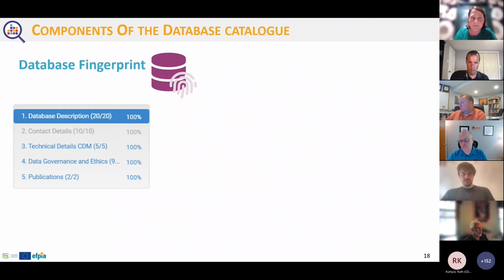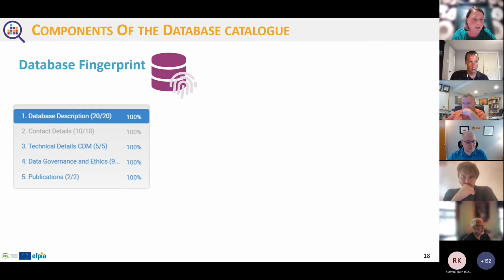So that's the catalog. And there are actually 2 components for all the entries in the catalog. We have a database fingerprint, which is the relevant metadata of the databases, and that's actually filled in by the data partners themselves. So you have actually 5 sub-aspects that you fill information in. First of them is the database description, so that's just really high-level information about the name of the database and the institution that owns the data. Contact details we have in EHDEN, but we're not making them public because the data partners expressed the wish to not be directly contacted, but have EHDEN as a gatekeeper there.